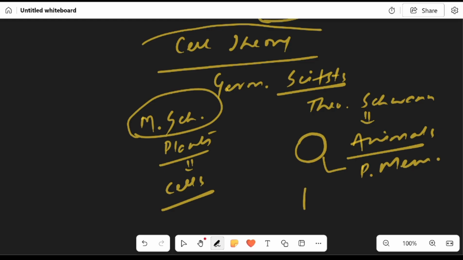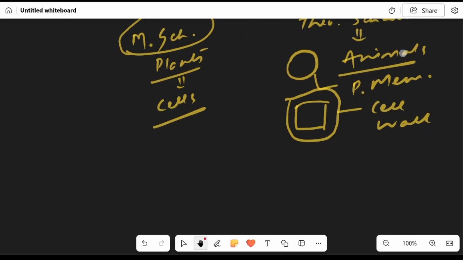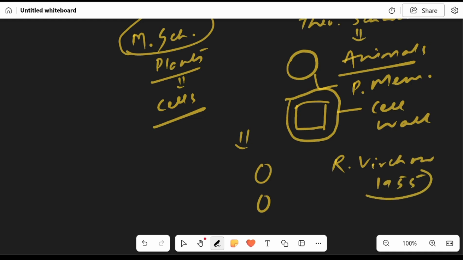He further conducted his experiments on plants, and he found that the plants had an additional outer covering, which he termed as cell wall. But the main question was still there. Where did the cells arise from? So it was Rudolf Virchow in 1855 who gave the answer. He told that all the cells arose from pre-existing cells.